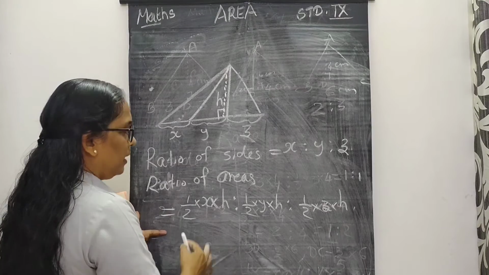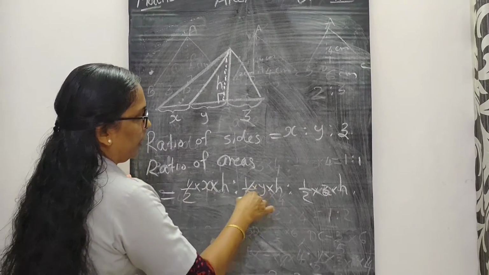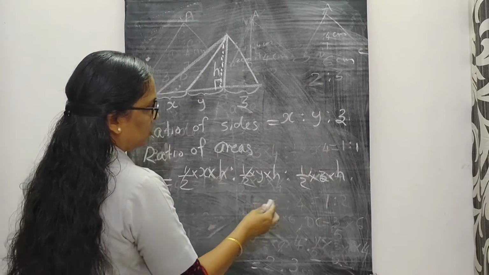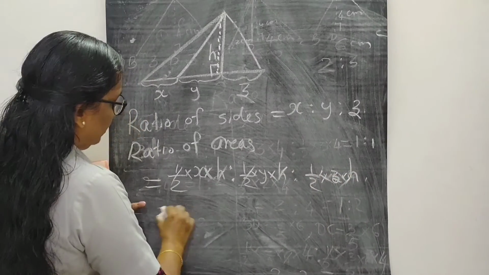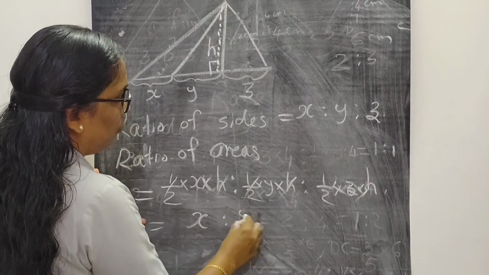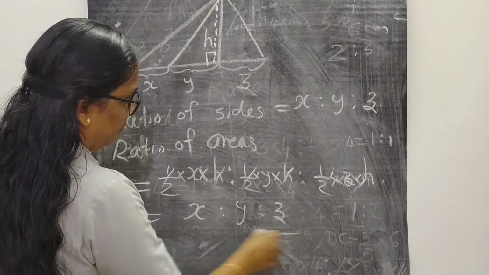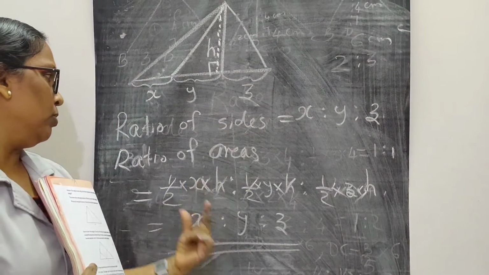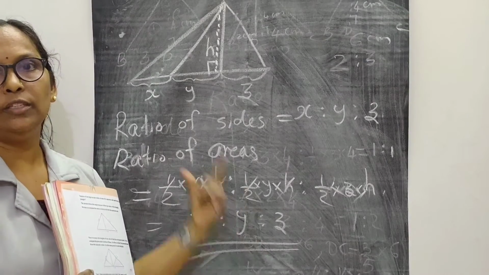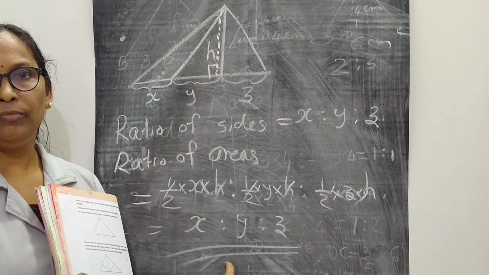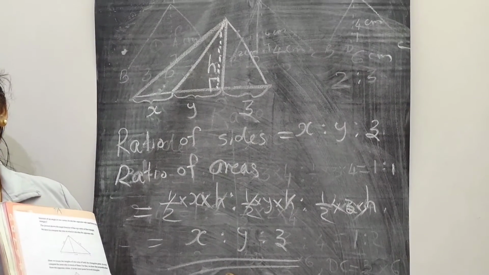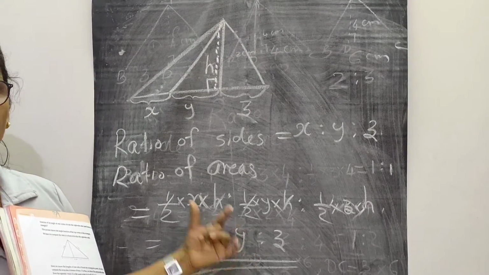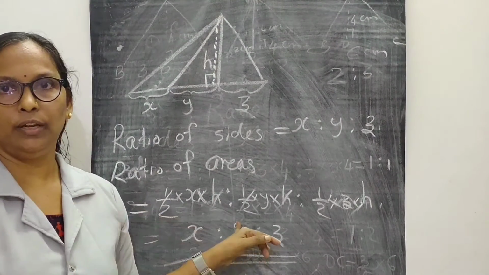Then we can cancel the common half, and h also. Then what remains is x is to y is to z. That is, the ratio of the sides is equal to the ratio of the areas of these three triangles also. Okay. Did you understand? This is the first question.